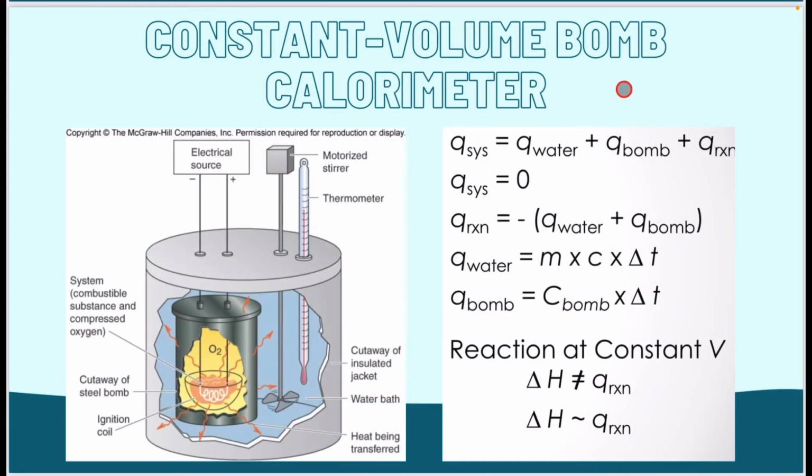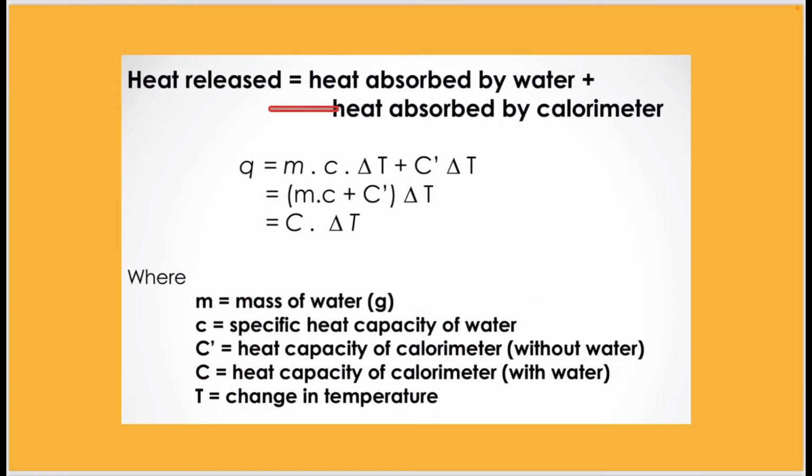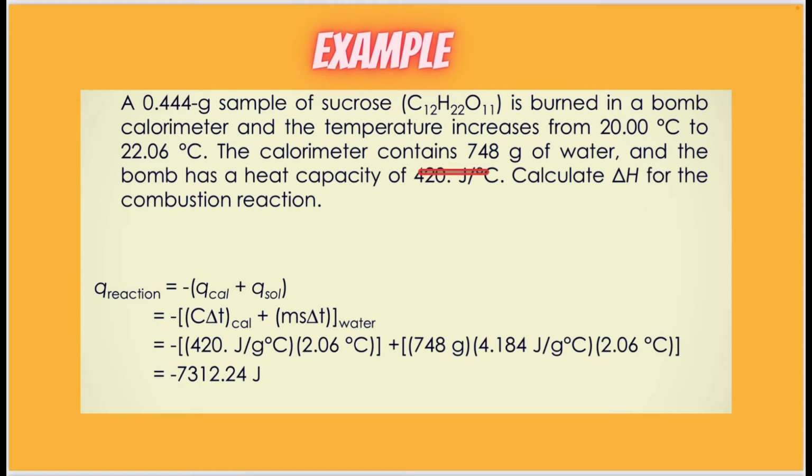For the constant volume bomb calorimeter, this is the image, and you look at the equations. So heat released is equal to the heat absorbed by water and heat absorbed by the calorimeter. So this is the formula, you can see which one is the specific heat, also the heat capacity, and the change in temperature. And this is the example.